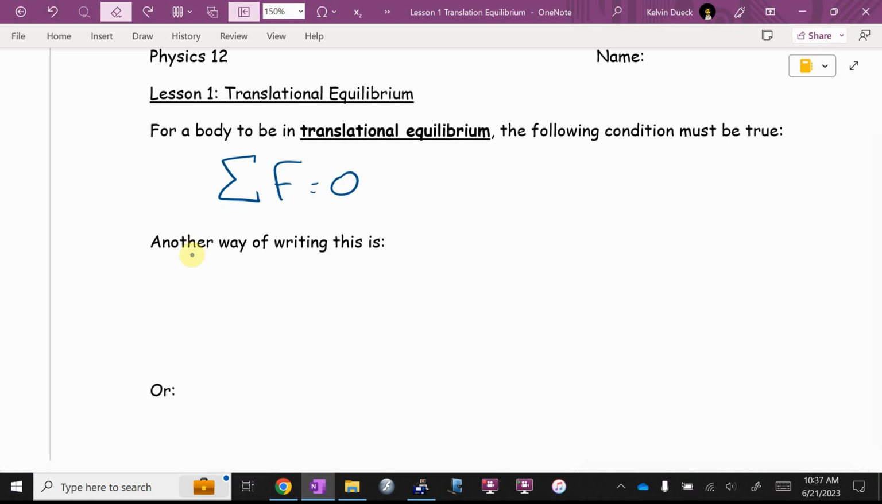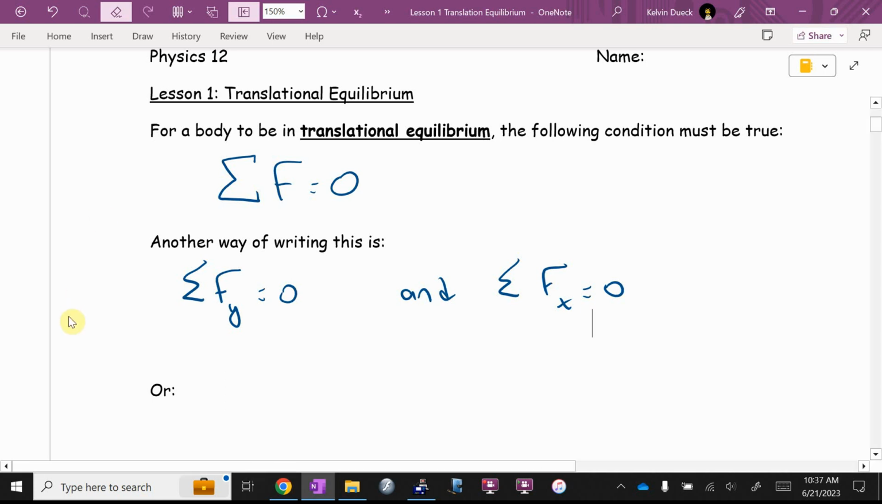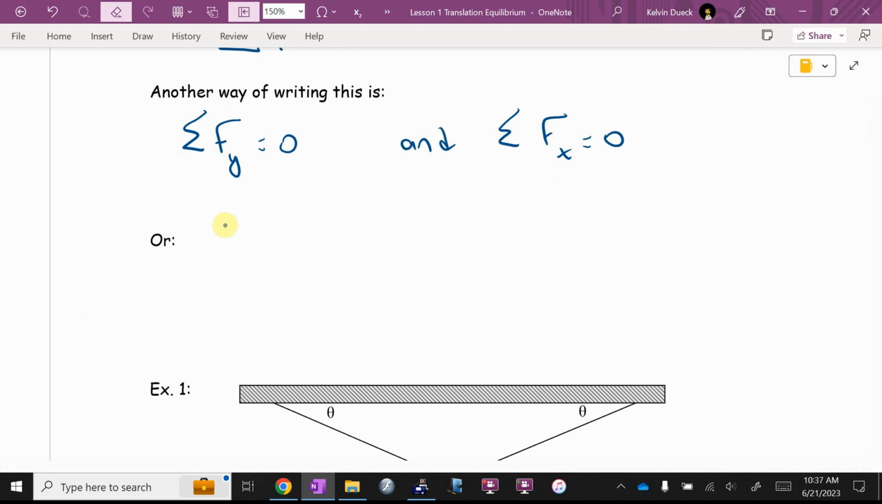There's another way to write this as well. You can write this as the sum of all the vertical forces has to be zero, and the sum of all the horizontal forces has to be zero. That's what you would use if you were going with components. In fact, you can even take it one step further. If the sum of all the vertical forces equals zero, that means all of the forces up have to equal all of the forces in which direction? Down. And if the horizontal forces are zero, what that really means is the sum of all the forces to the left have to equal the forces to the right.